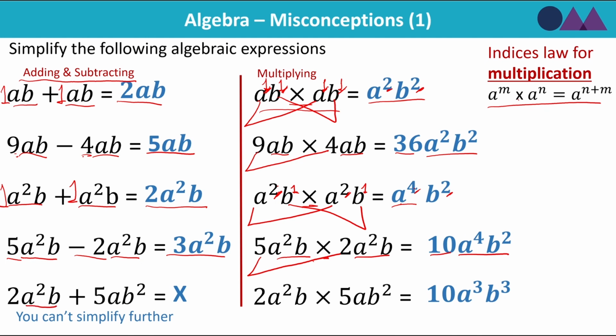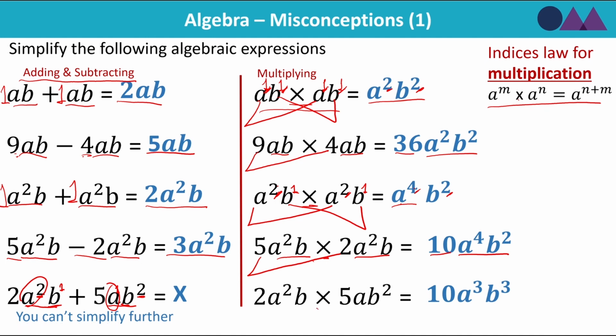Here guys, A squared B and AB squared are not the same. This is A squared, this is A. Here the power is 2, here the power is 1. They are not the same. B is the same position. The power is 1, the power is 2, and they are not the same. Therefore, you can't collect them. In other words, you can't simplify further.